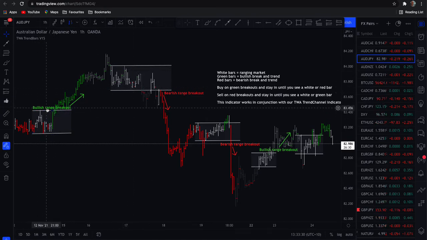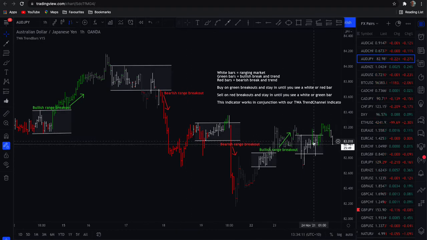Down here we have a bullish range breakout. Now the bars turn green, and generally we'll stay in the trade until we see a white or a red bar. We broke out of this range, it's a bearish range breakout. We stay in until we see a white or a green bar.